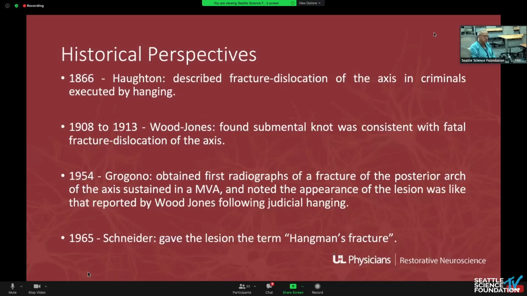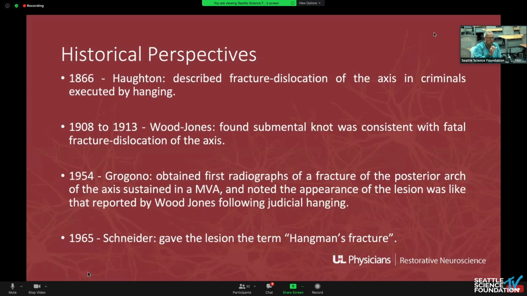So just a brief historical perspective. In 1866, Houghton described a fracture dislocation of the axis in criminals that were executed by hanging. And then in 1908 to 1913, Wood Jones published in the journal Lancet findings of fracture dislocation of the axis in criminals who had been hanged using a knot that was below the chin.